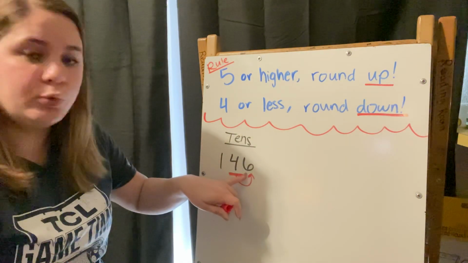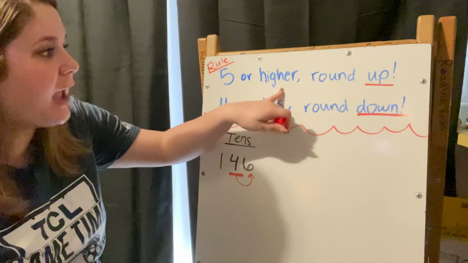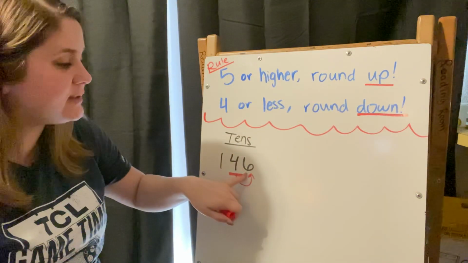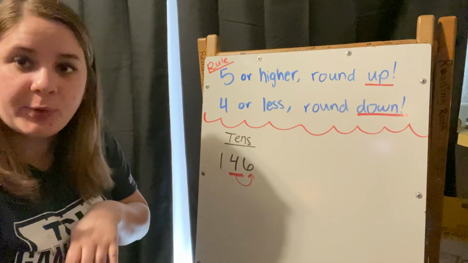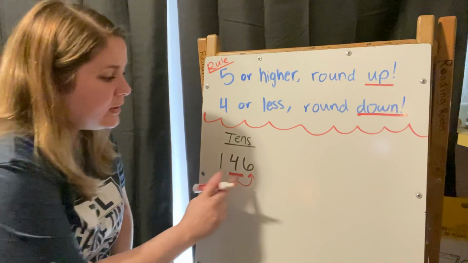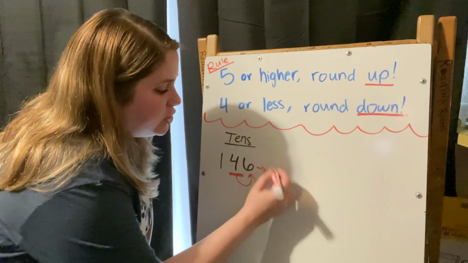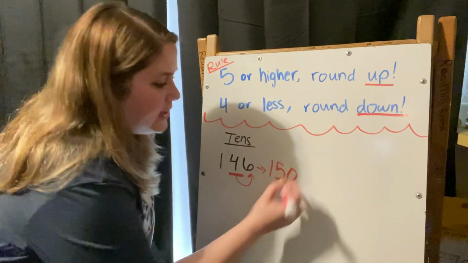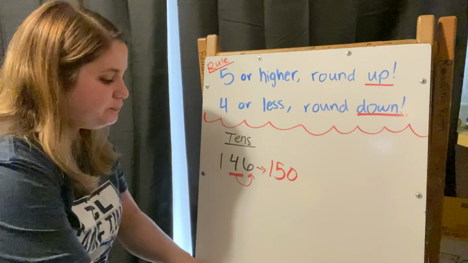Well, I'm gonna go back up to my rule and let's see. 5 or higher, round up. And I know that 6 is higher than 5, so I'm going to round up. So 146 actually rounds up to 150. All right, let's try again.